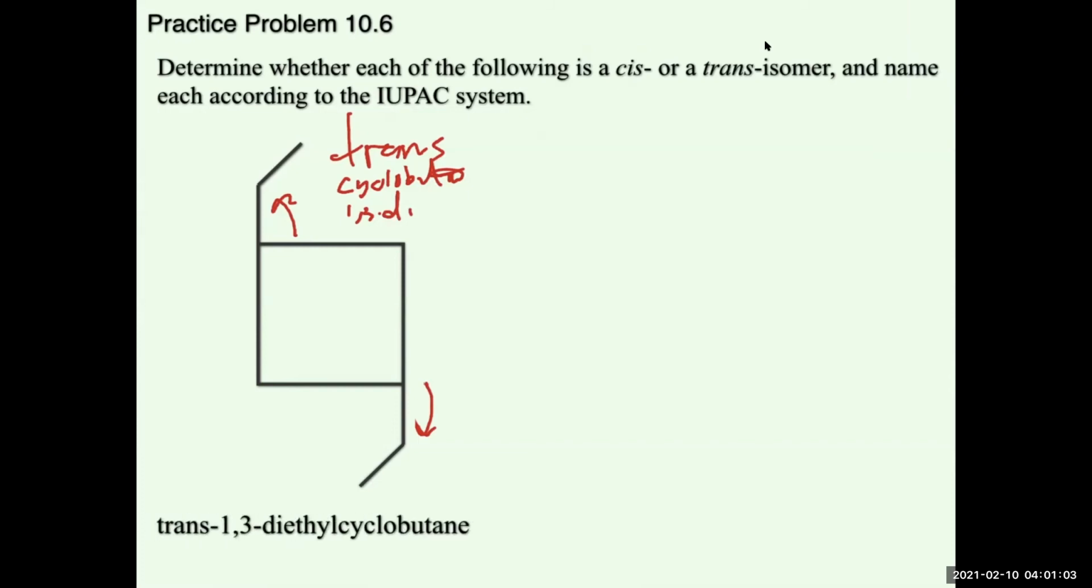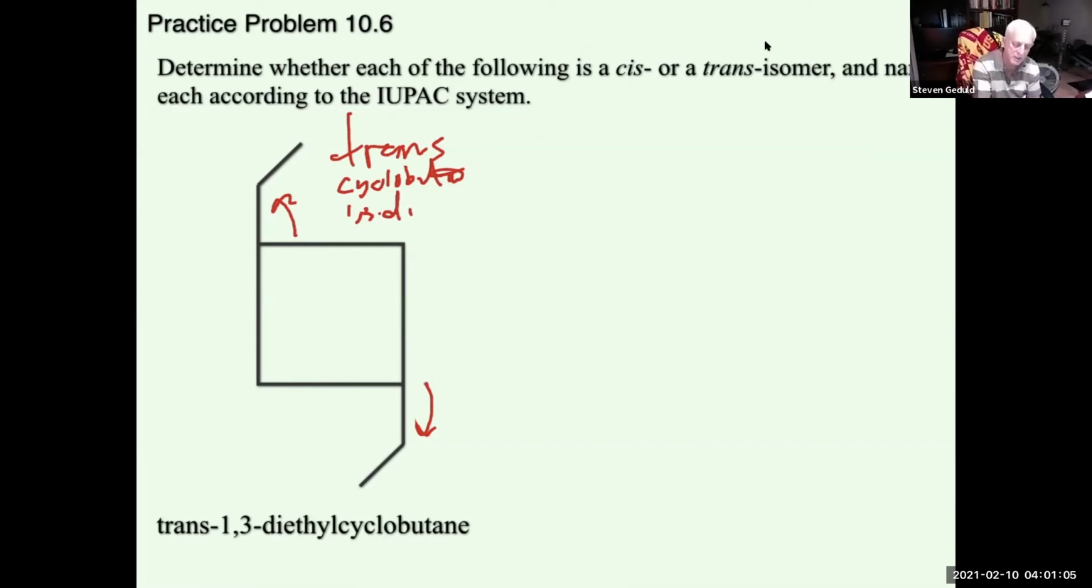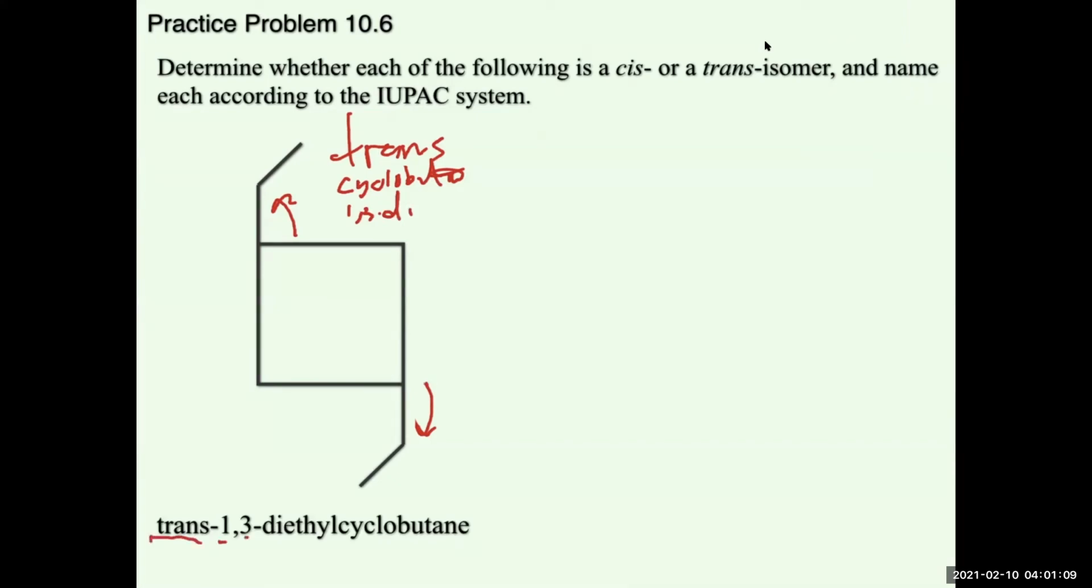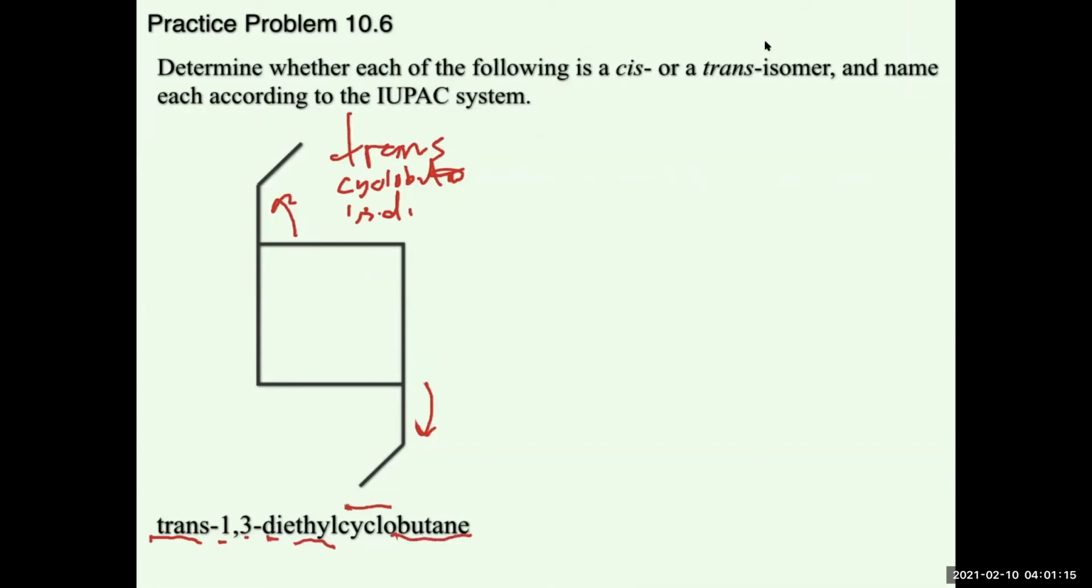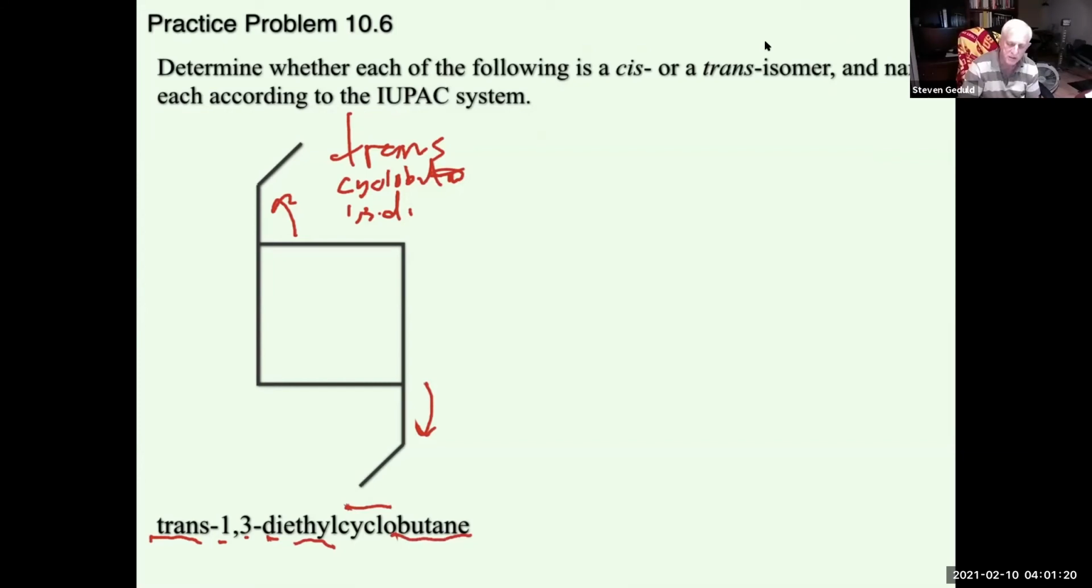Okay, so if you look at the name, it tells you exactly what we got. Trans means they're at opposite sides of the ring. 1 and 3 are the attachment sites for 2 ethyl groups. Cyclo means it's in the circle. Butane means it's 4 carbons. And "ane" means single bond. There's a lot of information in the IUPAC names.